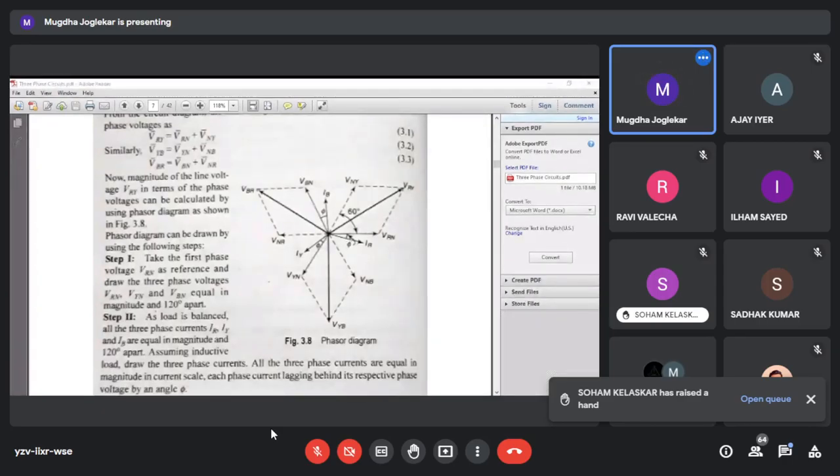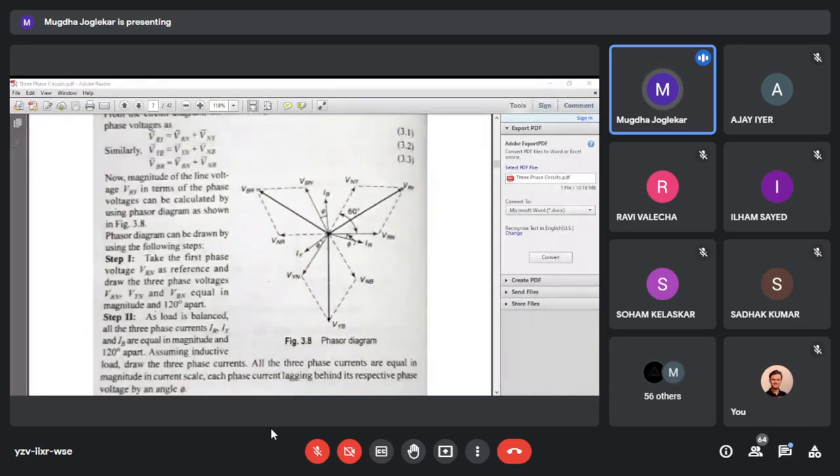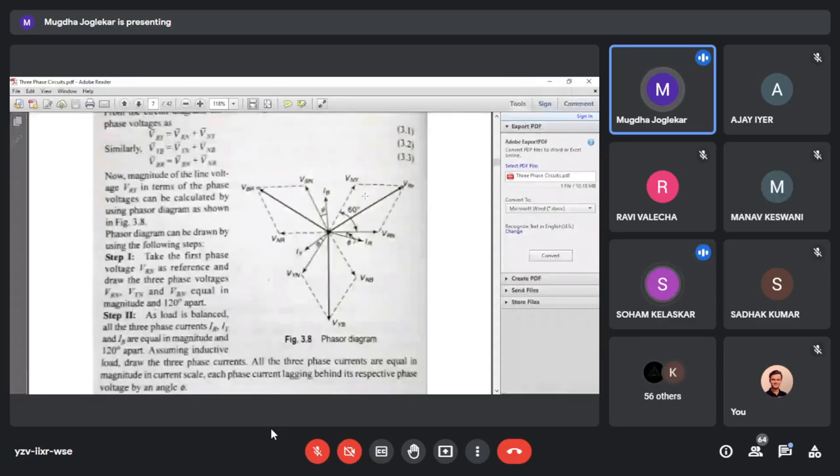Yes, I think done. Ma'am, why do we have to take an inductive load? It's an assumption. If it is a capacitive load, then instead of drawing the current here, you're supposed to draw the current here. So that IR current will lead the VRN voltage, IY current will lead the VYN voltage, and IB current will lead the VBN voltage. Now clear?